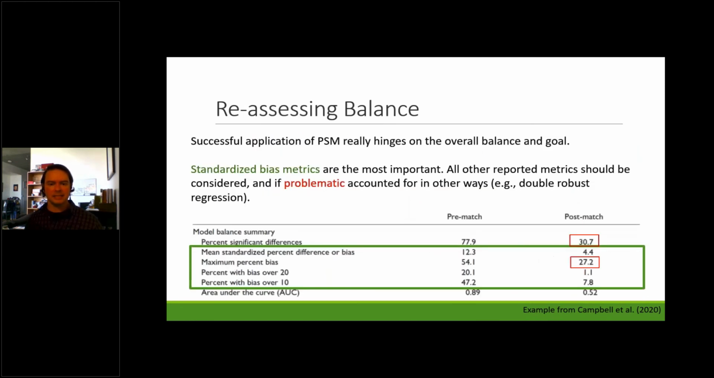So what makes a successful application of propensity score modeling? It really hinges on the overall balance and what you're trying to do. So the standardized bias metrics are the most important. It's critical that we highlight those. All other reported metrics should be considered, and if they're problematic, they should be accounted for in other ways, such as the double robust regression, which we'll talk about in a minute.